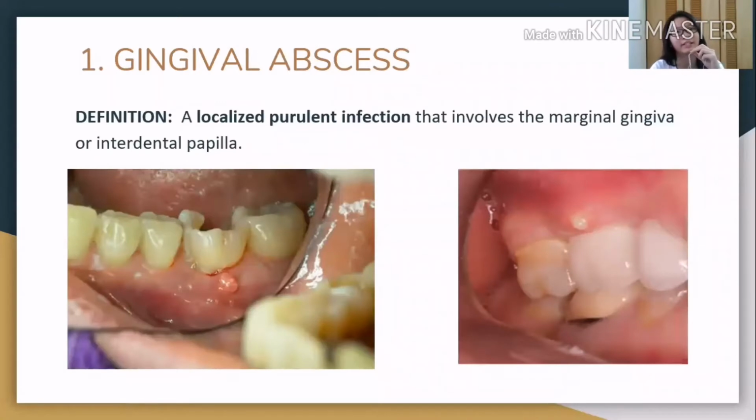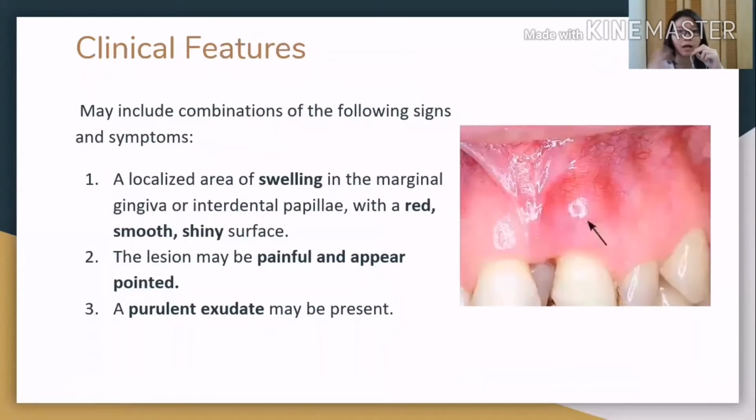Hi, I'm Cheng, and now I'm going to talk about the first acute periodontal infection, which is the gingival abscess. It is a localized purulent infection that involves the marginal gingiva and also interdental papilla. So how does a gingival abscess look like? There will be localized swelling in the marginal gingiva, and it will be red, smooth, and also shiny. The lesion may be painful, and a purulent exudate may be present.